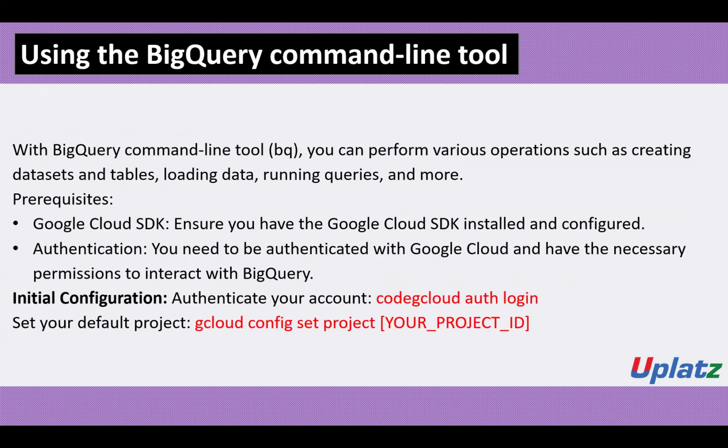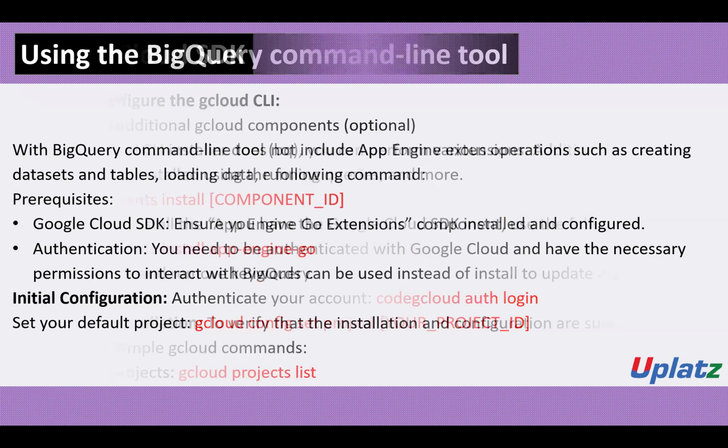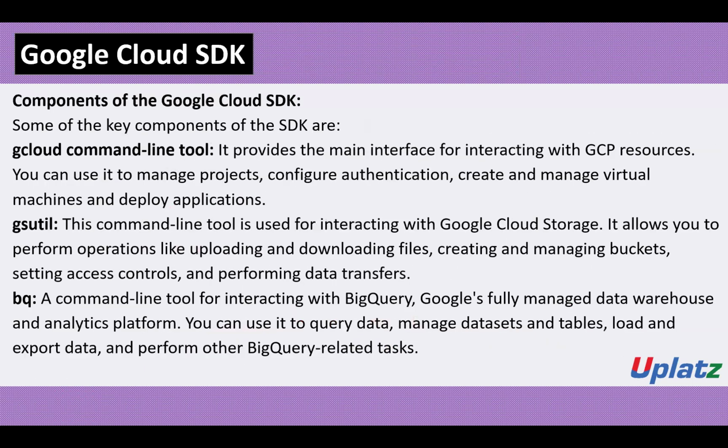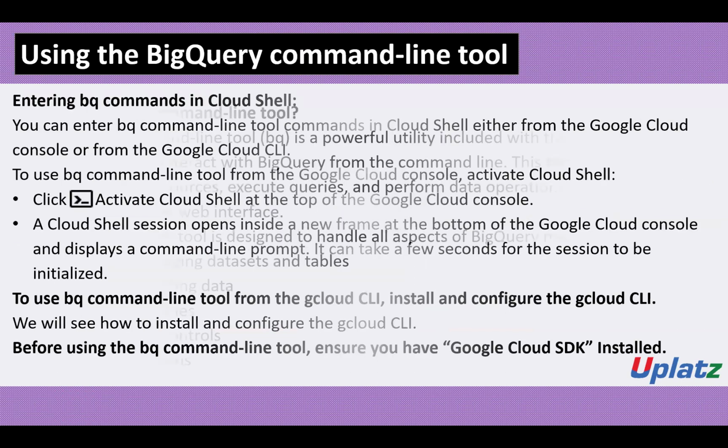Now coming back to the point of using the BigQuery command line tool. To enter the BigQuery command line tool commands in a Cloud Shell, there are two options for us. The first one is you can make use of Google Cloud Console. In order to use Google Cloud Console, you just have to click on Activate Cloud Shell. Can you see that? We have seen this part.